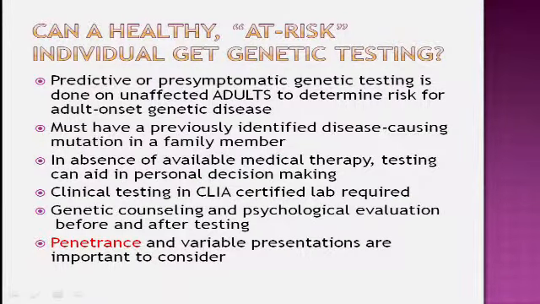So how about predictive testing? As I said before, it's done on unaffected adults to determine their risk of adult onset genetic disease. But in order to do this, you can't just say, oh, I want sequencing of all these genes to find out if I'm at risk. There has to have been a previous family member with a specific mutation identified, and you test for that gene mutation only.